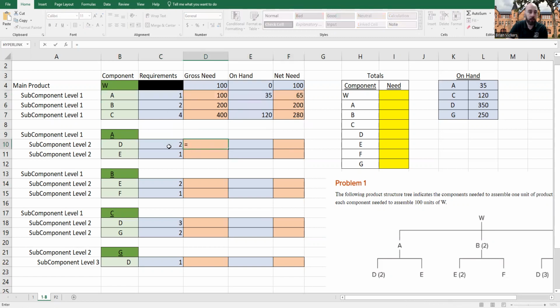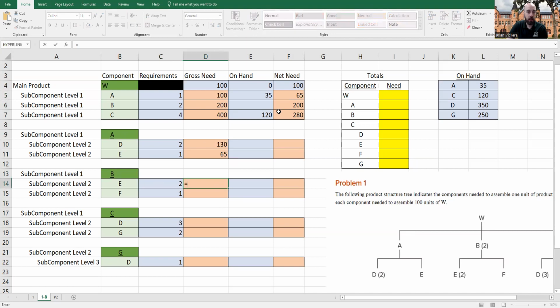So instead of multiplying 2 times 100, like we did in the first example, I'm going to multiply the 2 times this 65 right here. So I need 65, lock it in, multiply by 2, and then drag that down. And for this part, A, B, and C are all on the same level, whereas main product was on level 0. So I am going to do all of A, B, and C before I move on to level G.